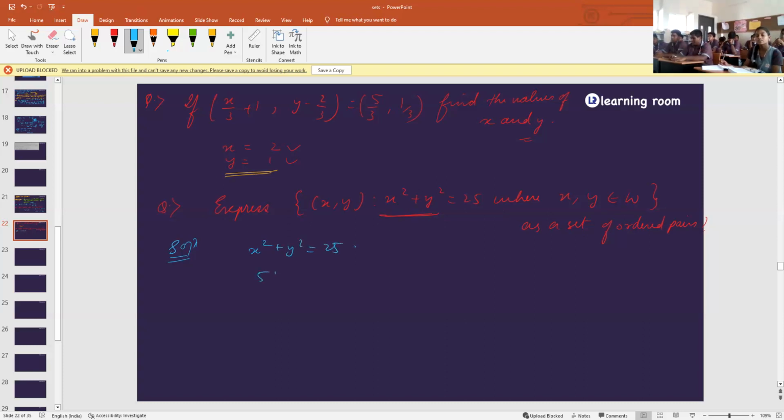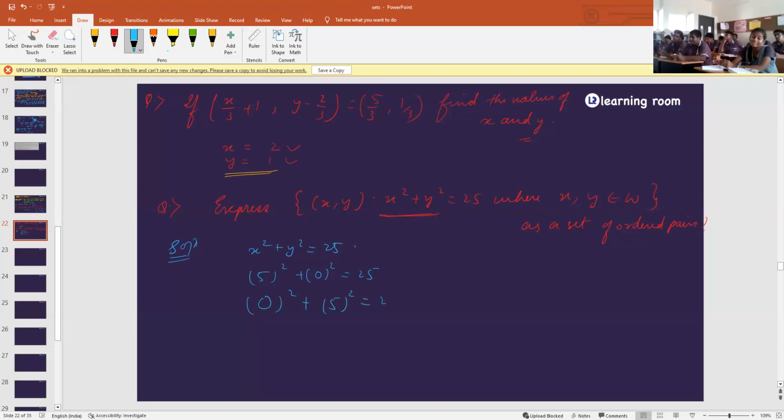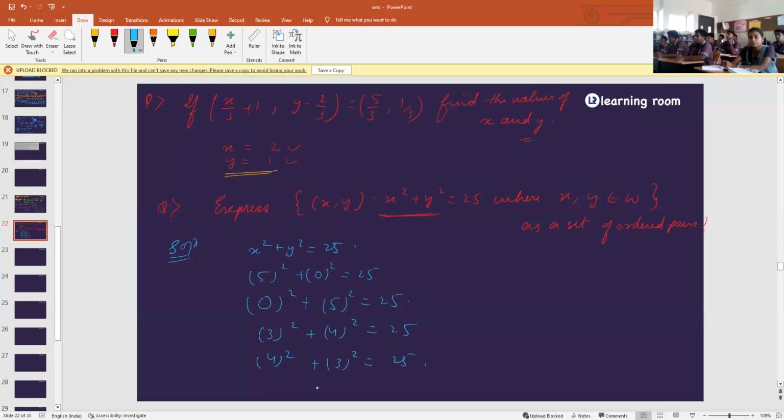Can I take 5 and 0? Yes, sir. What more can we take? Can I take 0 square and 5 square? Yes, sir. What more? 3, 4. Very good. 3 square plus 4 square is 25, and simultaneously 4 square plus 3 square is also 25. Any more possibilities? No, sir. Yes, there are.